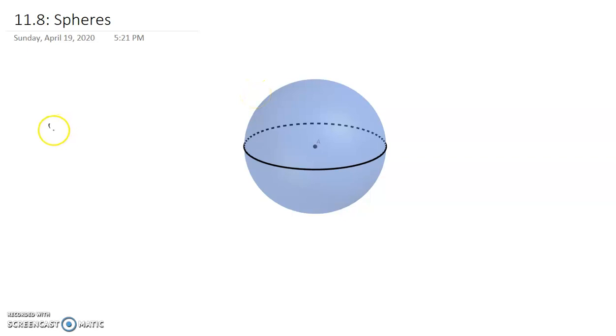Now, the first formula that you're going to need to know for the sphere is for the volume. The volume of any sphere can be calculated by taking 4/3 times pi r cubed. That's your first formula that you need to know. Your second formula is for surface area.